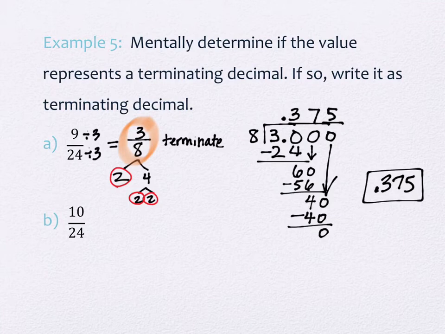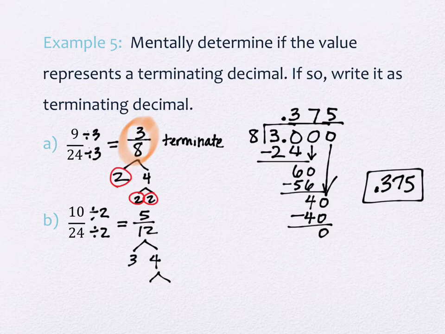How about the second one? What's our first step? Reduce. Always reduce. What do they have in common? 2. So I can divide them both by 2. And that will give you what? 5/12. Then we're going to factor 12. How will 12 factor? 3 and 4, or 2 times 6, either way. If you get the 2 times 6, you need to factor the 6. If we have 3 times 4, we factor the 4. And lo and behold, either direction, we have 3, 2, and 2. That's our prime factorization.